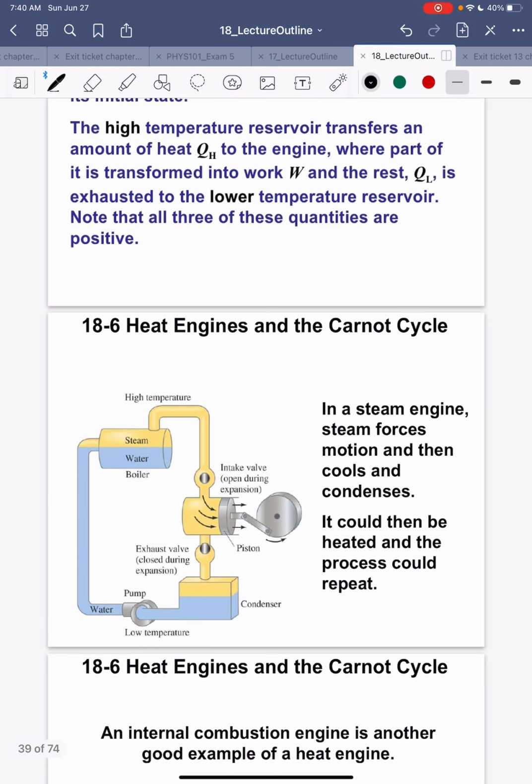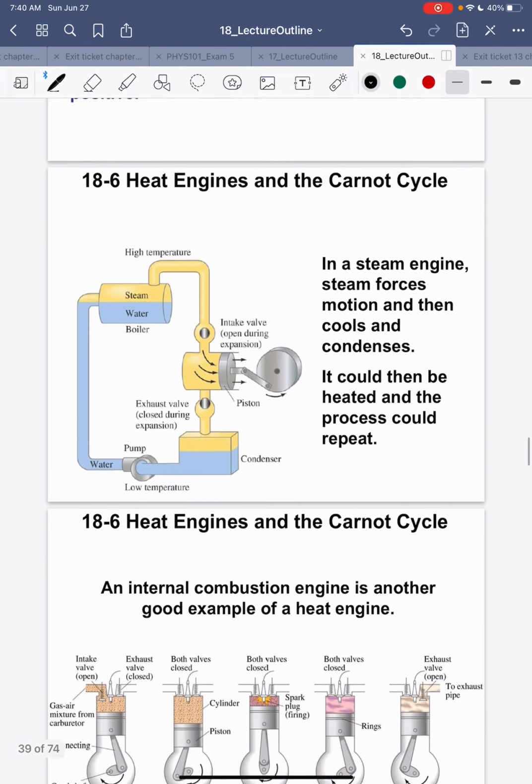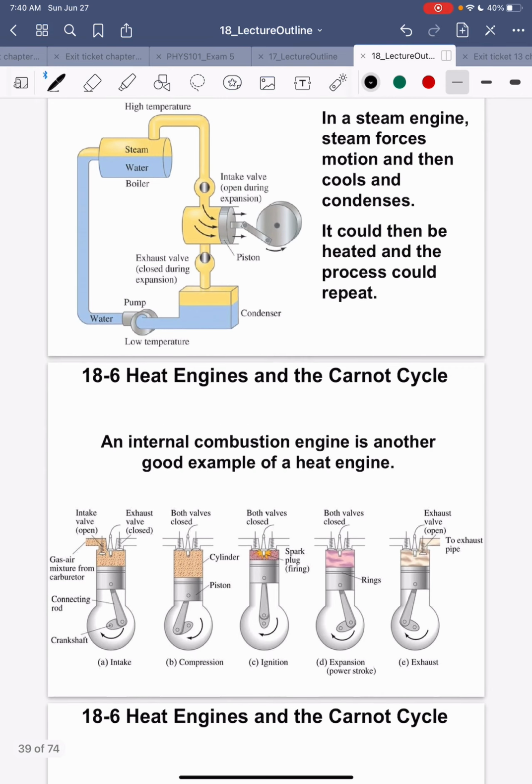Now, in a steam engine, steam forces motion and then cools and condenses. It could then be heated and then the process would repeat. And this is what we said here. We want to have something that is going to go in repeating cycles. Now, I will say here we are really explaining the process.